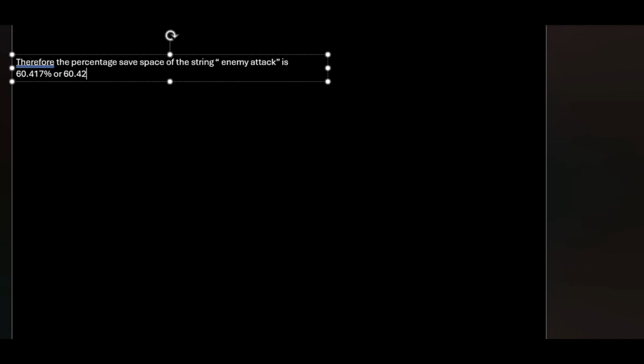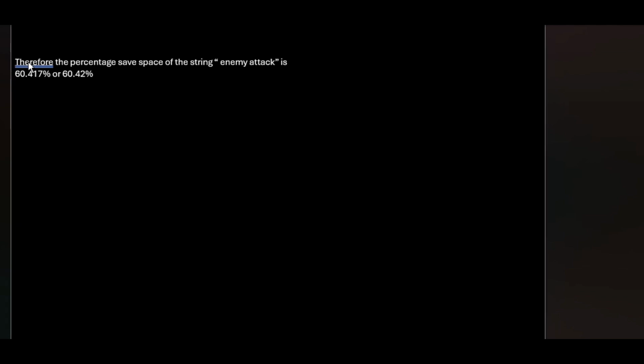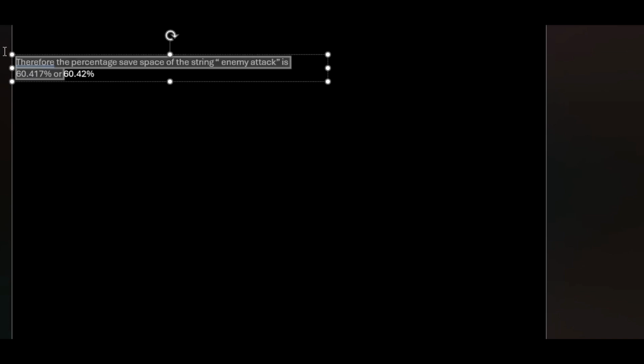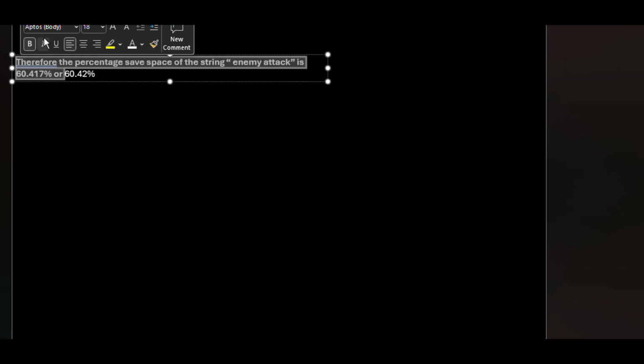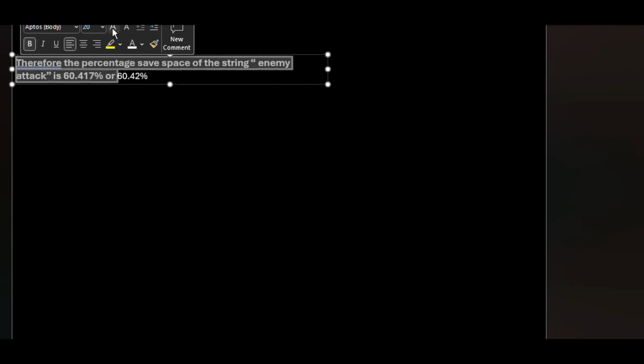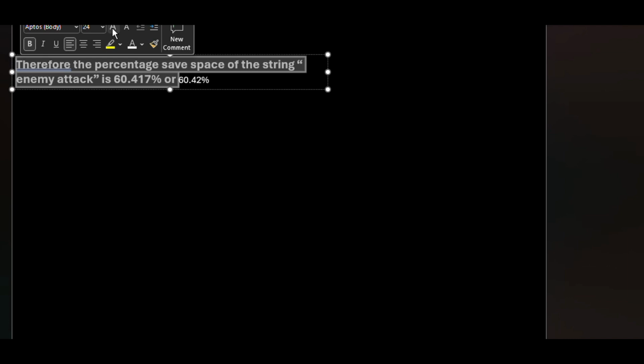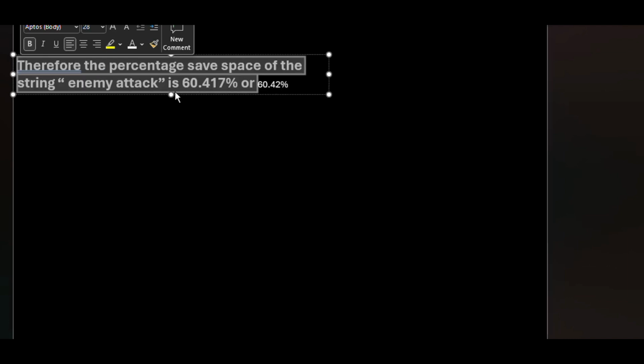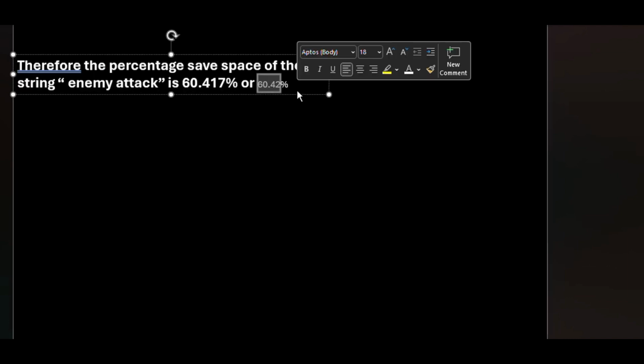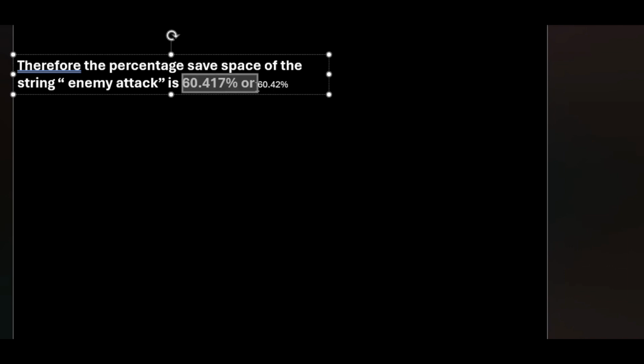So this is how you go about the Huffman algorithm and the data compression in general. So this is the final answer. The final answer is 60.42%. This is the space that we've been able to save instead of transmitting the actual or the raw data, which would take up a bigger space.